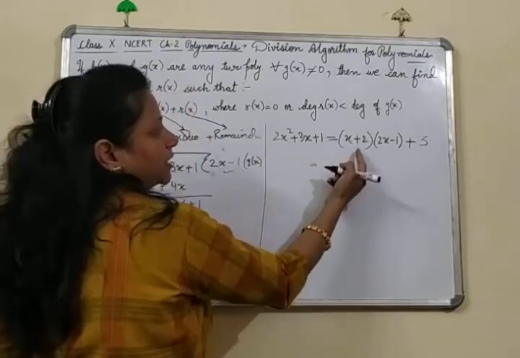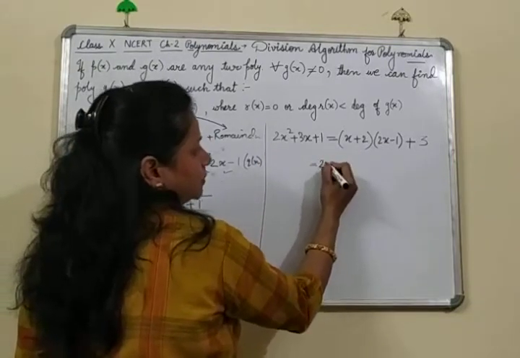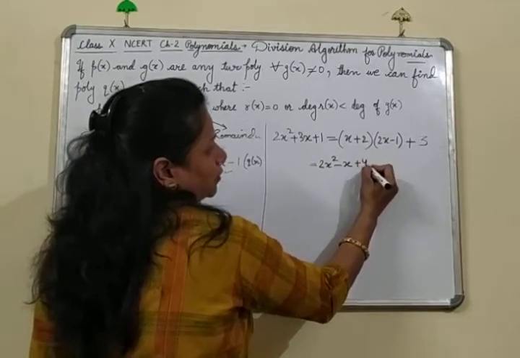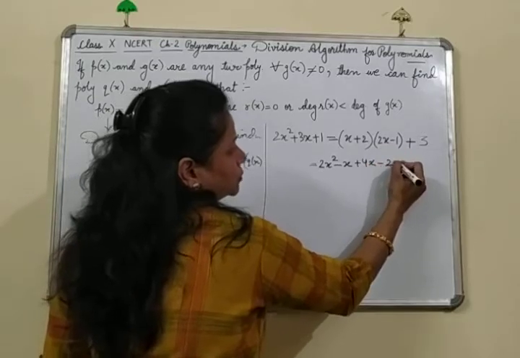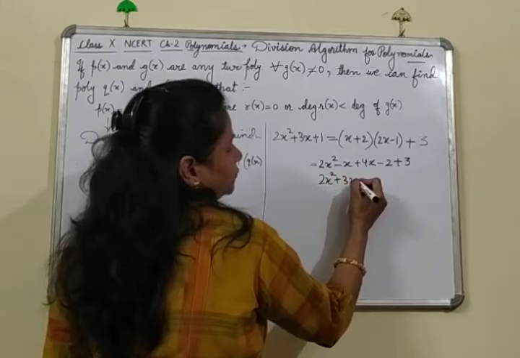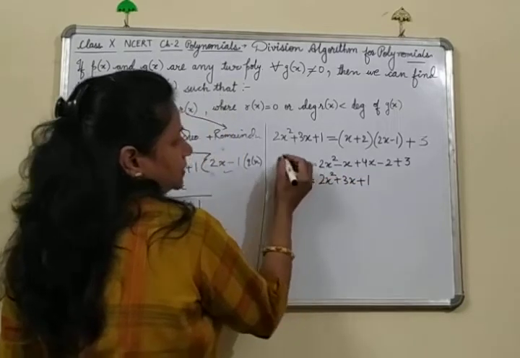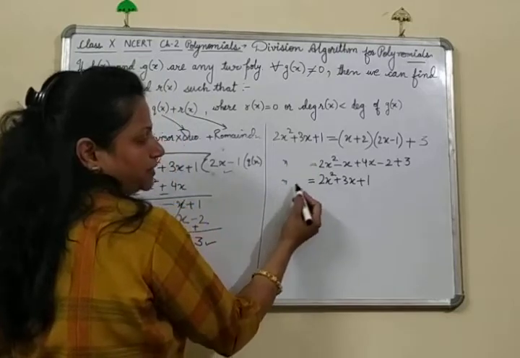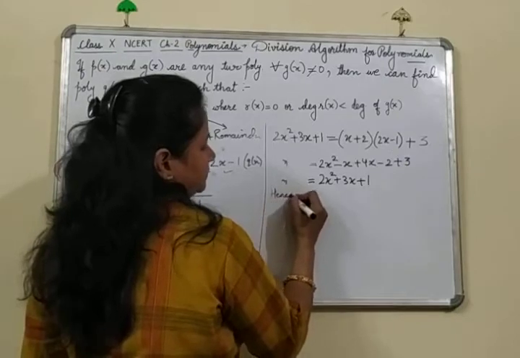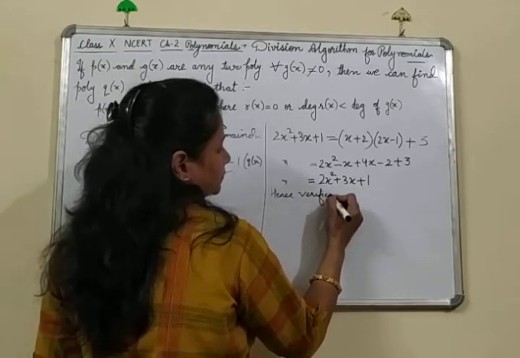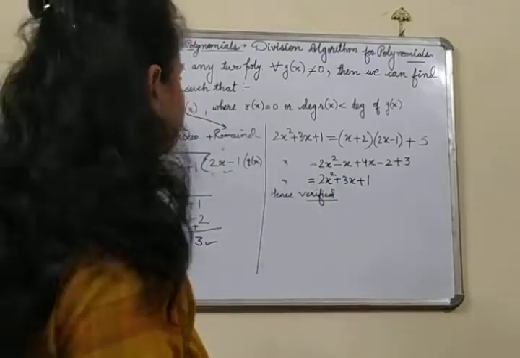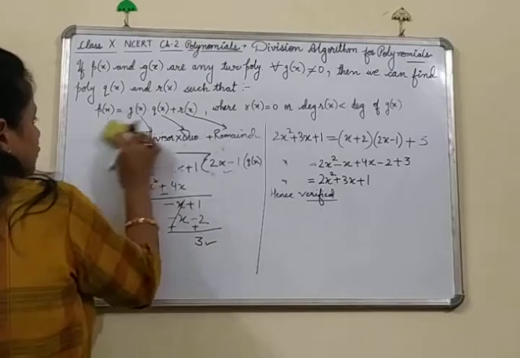Now let us solve. x into 2x will be 2x square. x into minus 1 is minus x. 2 into 2x is 4x and this becomes minus 2 and plus 3. This becomes 2x square plus 3x and plus 1. Now just see, the p(x) was also the same. So p(x) is equal to g(x) into q(x) plus remainder. Hence, verified. Clear? Now after this, we start with our exercise 2.3, which is based on this division algorithm only.